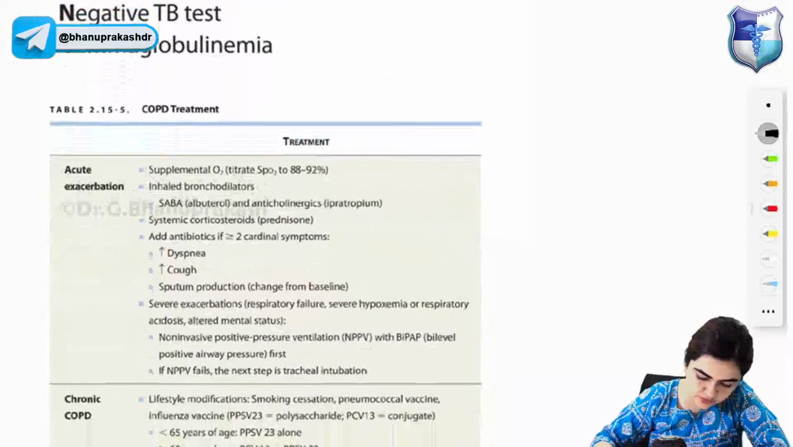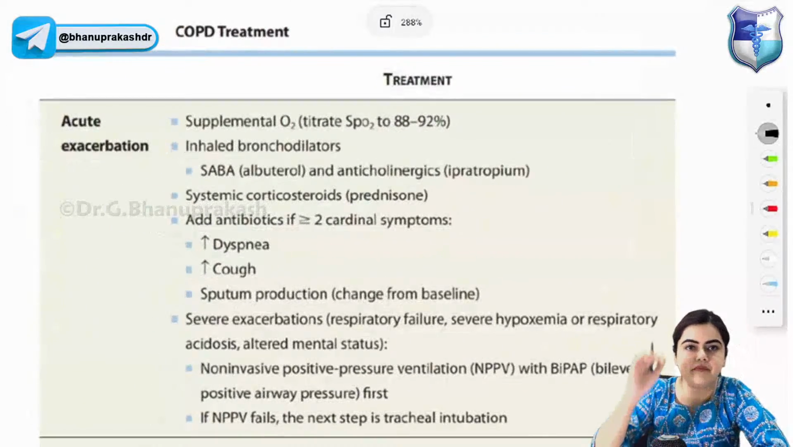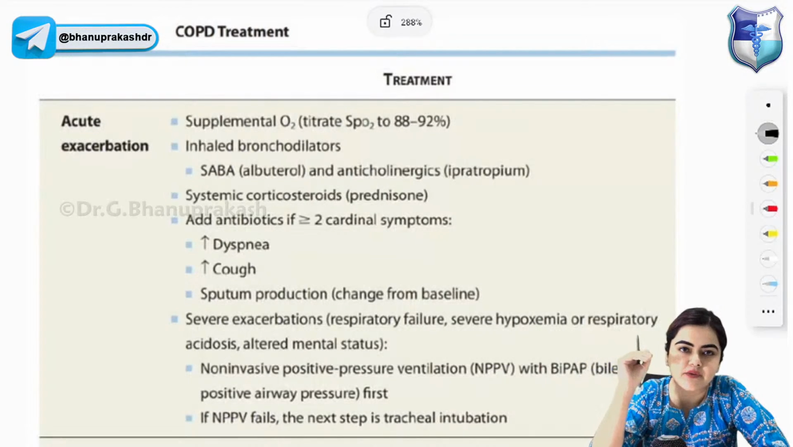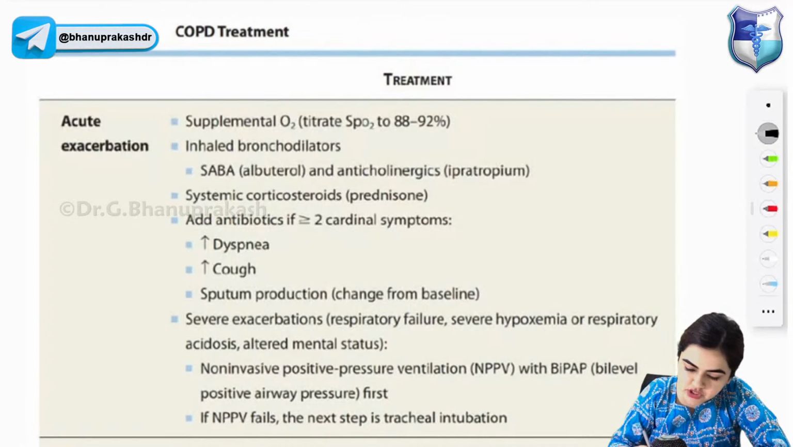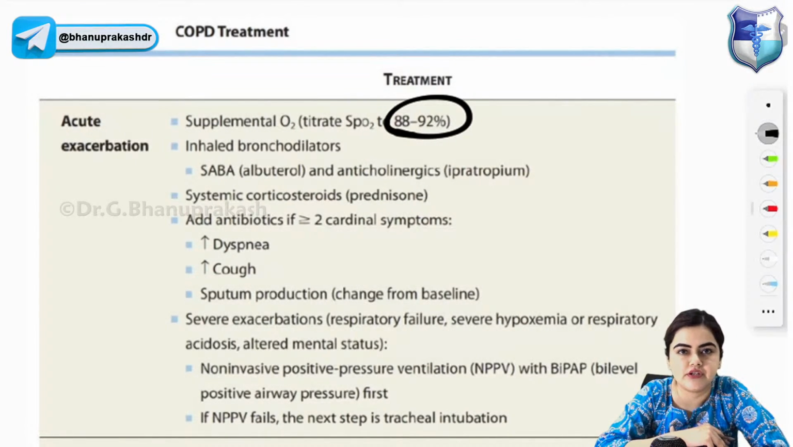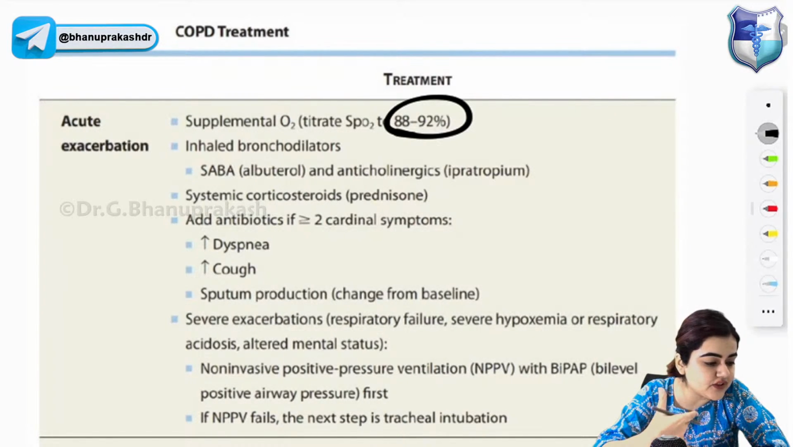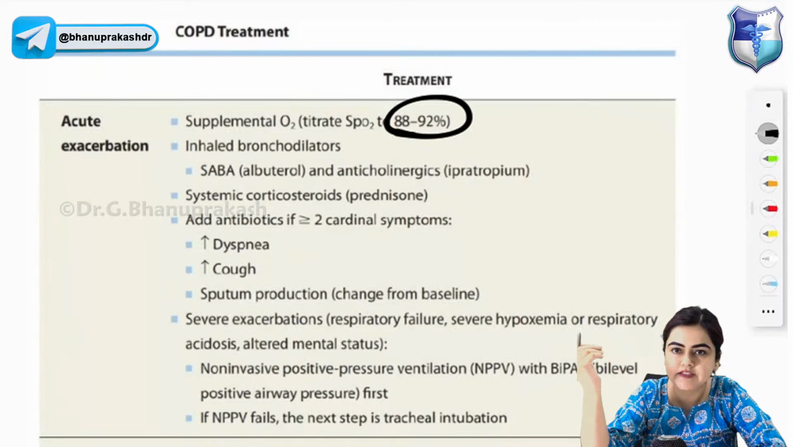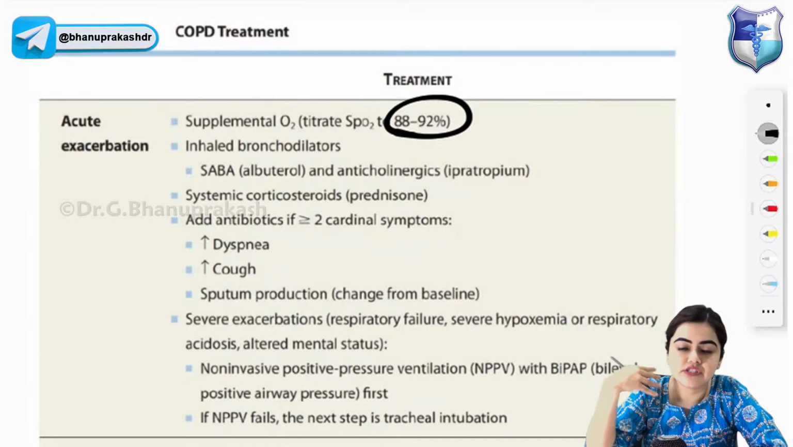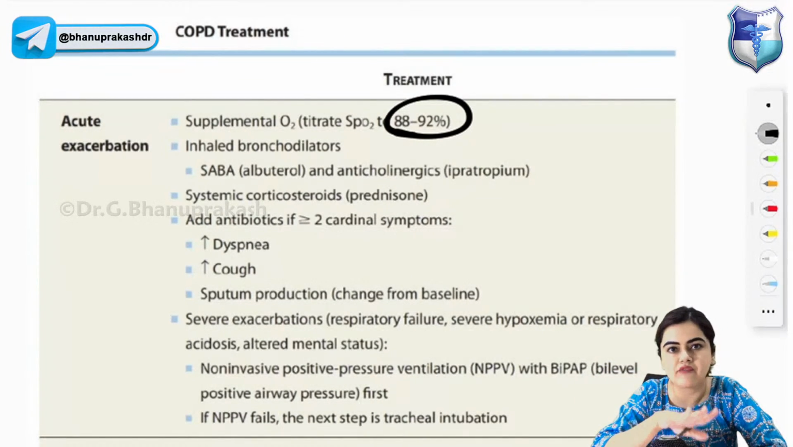This is the COPD treatment. In case of acute exacerbation of COPD, you will give supplemental oxygen and titrate the SpO2 levels to 88 to 92%. You will not give excess oxygen, because excess oxygen decreases the ventilatory drive, and when the ventilatory drive decreases, that will worsen the hypercapnia in the patient. That is why you have to titrate the SpO2 to 88 to 92%.